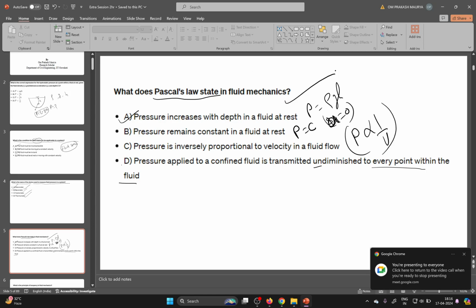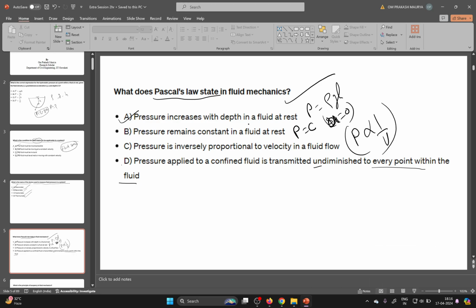It is the definition of the hydrostatic pressure, or it is the expression for whatever is written here. This is known as the hydrostatic pressure distribution. And the pressure does not remain constant in fluid static, because it will increase with the depth, and the pressure is inversely proportional to the velocity. This is not the Pascal law, and option D is correct for that.